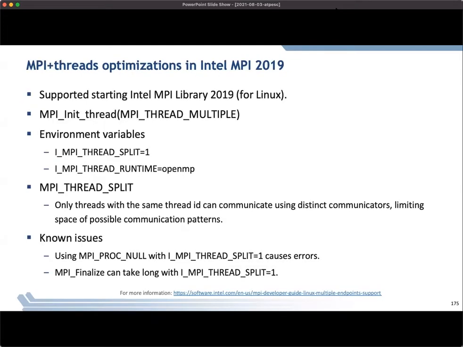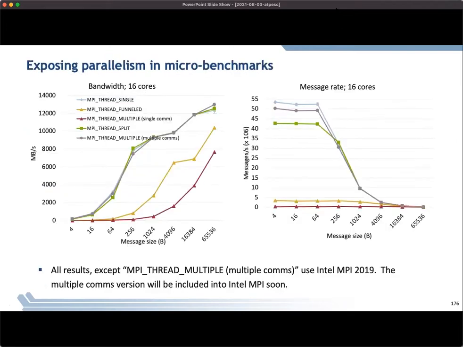So here are just some performance numbers that show how exposing parallelism can help improve the performance and benefit from an optimized library. When I say the MPI plus thread performance used to be really bad, it's all comparing to the non-threaded MPI communication. That means if you have 16 cores, instead of having one process and 16 threads, we're comparing it to 16 processes, and each process is single threaded.